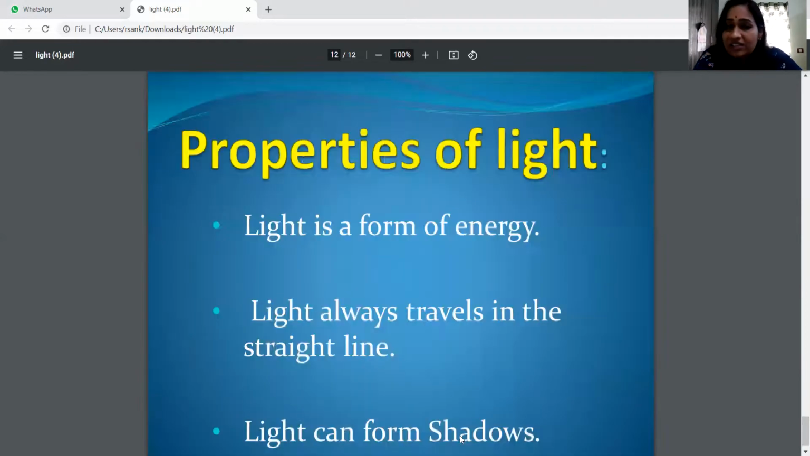And here you can see the different properties of light. As we discussed earlier, light is a form of energy. This is one of the important properties. The second important property is that light always travels in a straight line. Light can't travel in a curved path, or if it wants to return back, it should strike an object. So light always travels in a straight line. The third important property is that light can form shadows. You can see your shadow beside you at 12 o'clock noon. This is due to the presence of light.